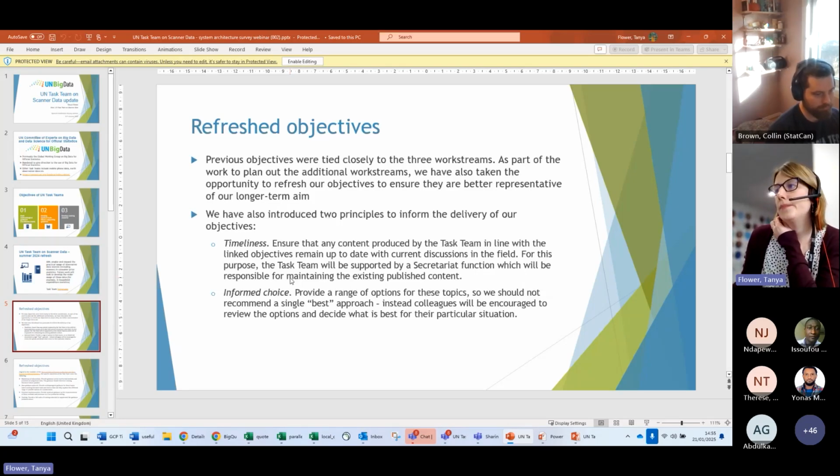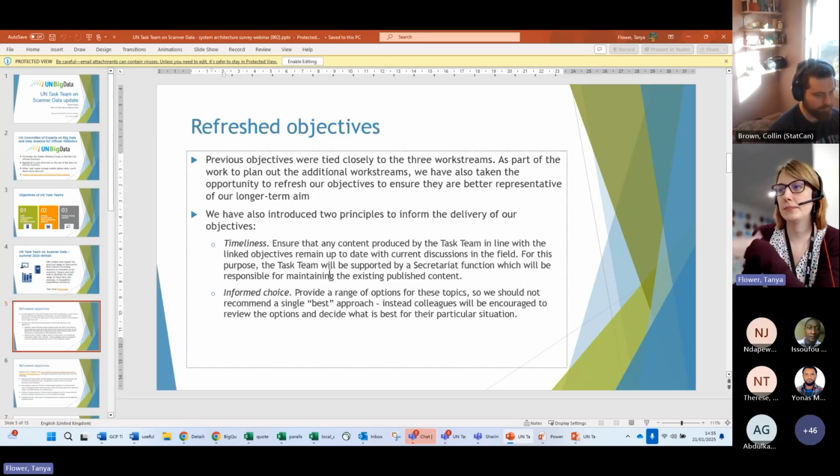We want to make sure that the content that we produce is maintained over time and still useful, and we're not here to provide a single best approach. As Colin says, there are lots of different scenarios and lots of different organizations across the world, so it's more to say, look, these are the different options, here's some guidance around that, and then for everyone to make up their own minds about where to take that.